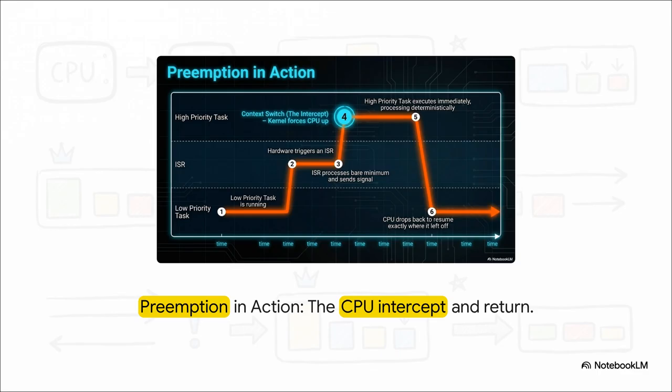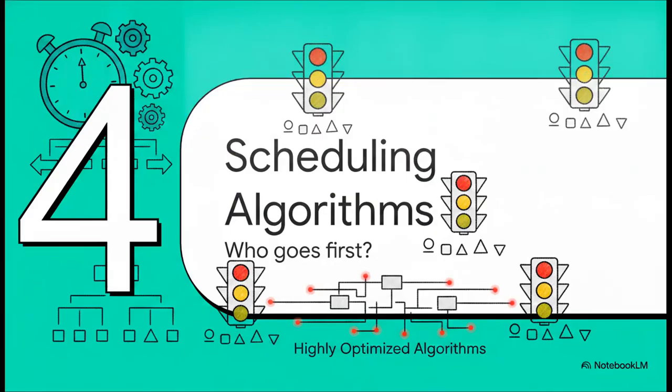The CPU drops straight back down to resume the low-priority task exactly where it left off. And I mean exactly. The low-priority task literally has no idea it was even interrupted. It is incredibly seamless. That brings us to Section 4, Popular Scheduling Algorithms. How do we decide who actually goes first?